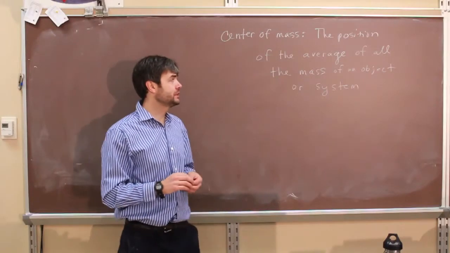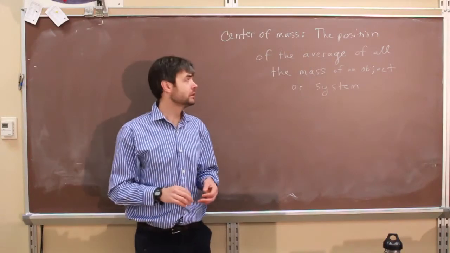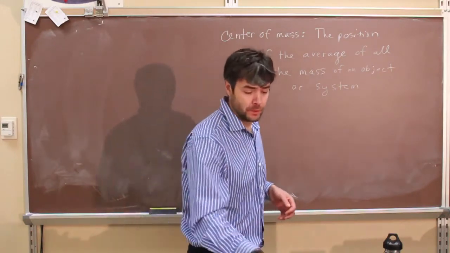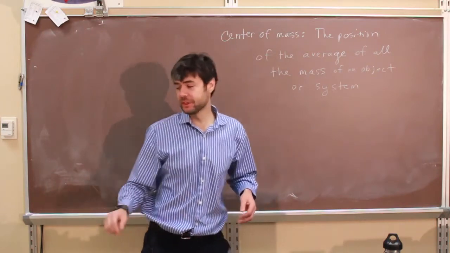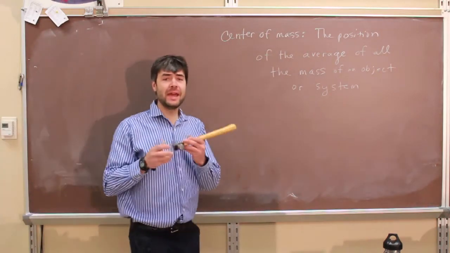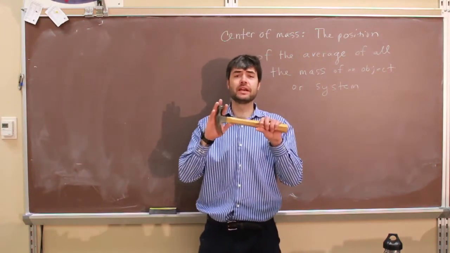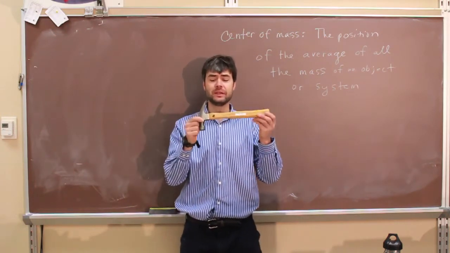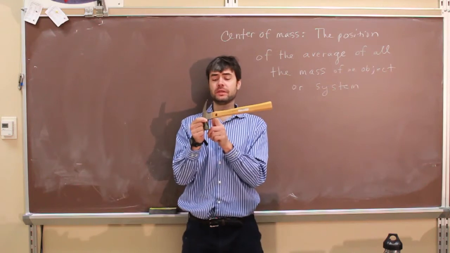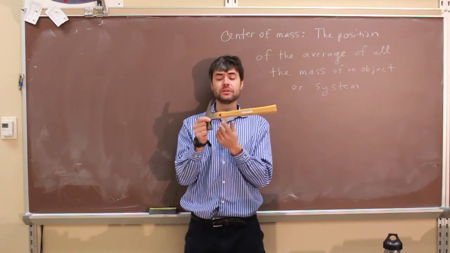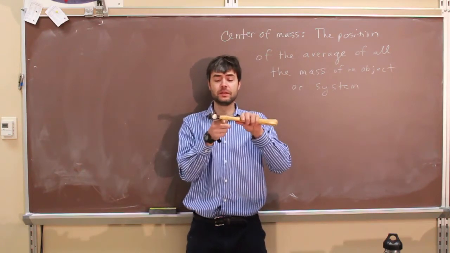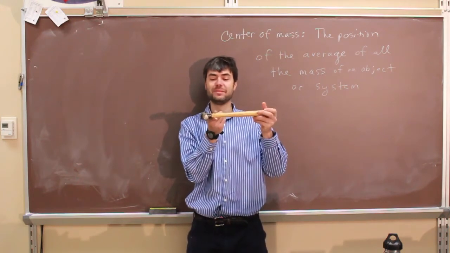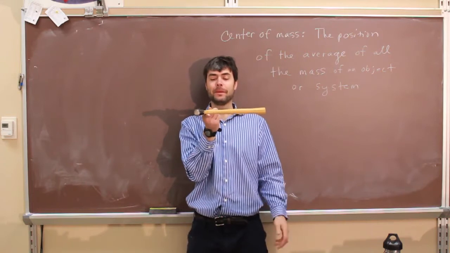Center of mass is the position of the average of all the mass of an object or system. So if we looked at an object such as a hammer, this end has more mass than the handle, and so the center of mass tends to be closer to the head, so its balance point is here. Well, about there, right there.